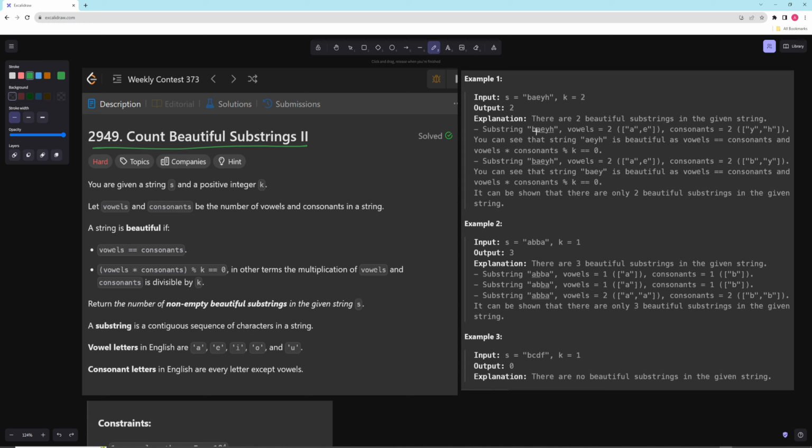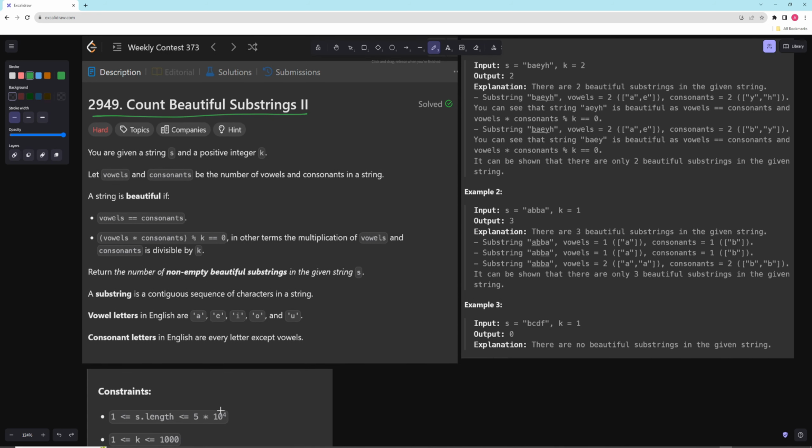In the first example, there are 2. There is this right here. There are 2 vowels and 2 consonants. And in the second example, there are 2 as well. There are 2 vowels and 2 consonants. In the third example, for k equals 1, there are 3, and in the fourth example there are none.